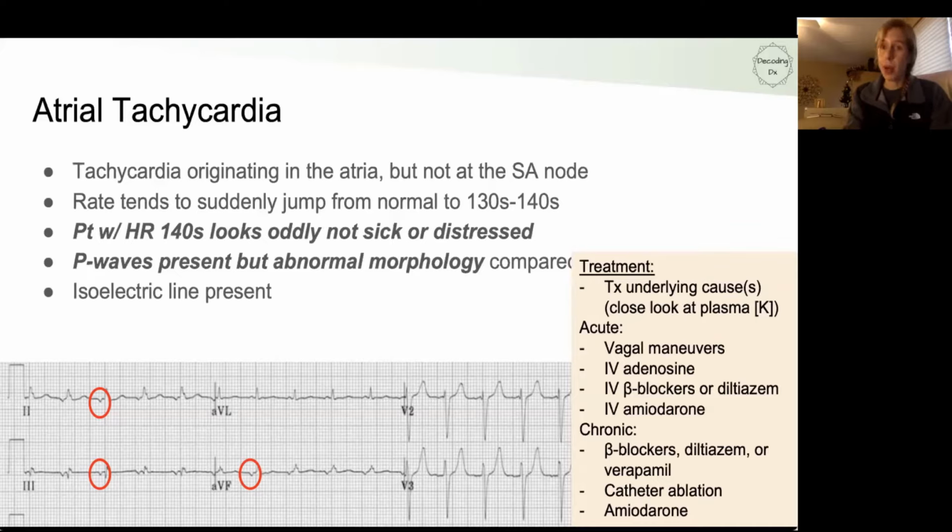If this is a chronic problem and the patient has symptoms from it, you can do beta blockers, catheter ablation, or amiodarone, similar to the irregular rhythms.